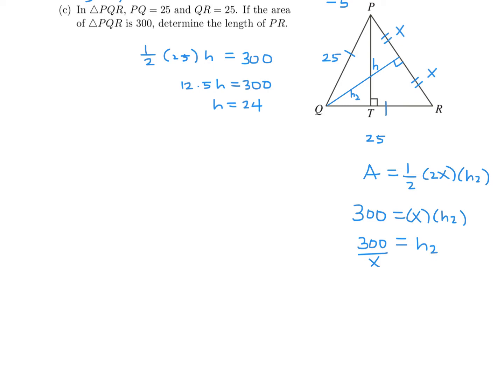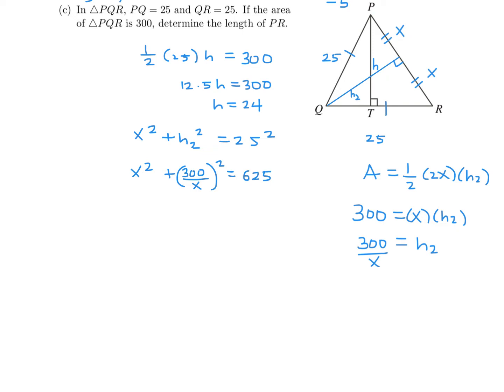And then I'm going to have to figure out my value of x. And I think I can do that using Pythagoras on this triangle right there. So I wonder if this h was even necessary, but in any case, it doesn't matter. So x squared plus h2 squared is equal to 25 squared. x squared plus h2, which is 300 over x, all squared, is equal to 625.